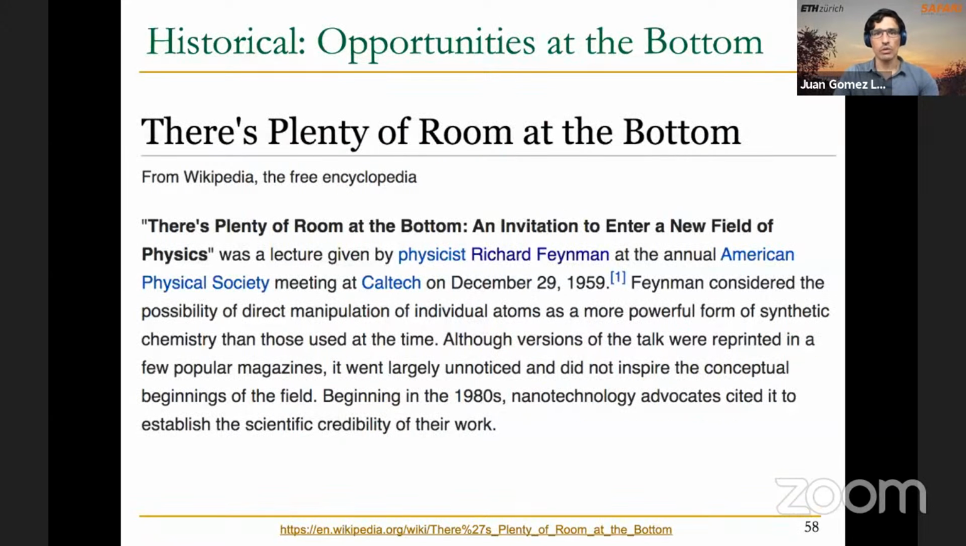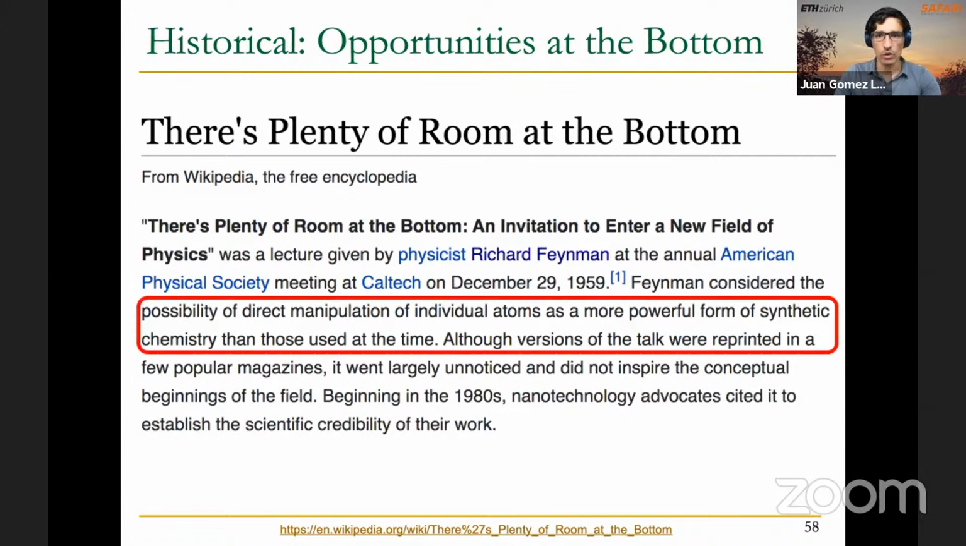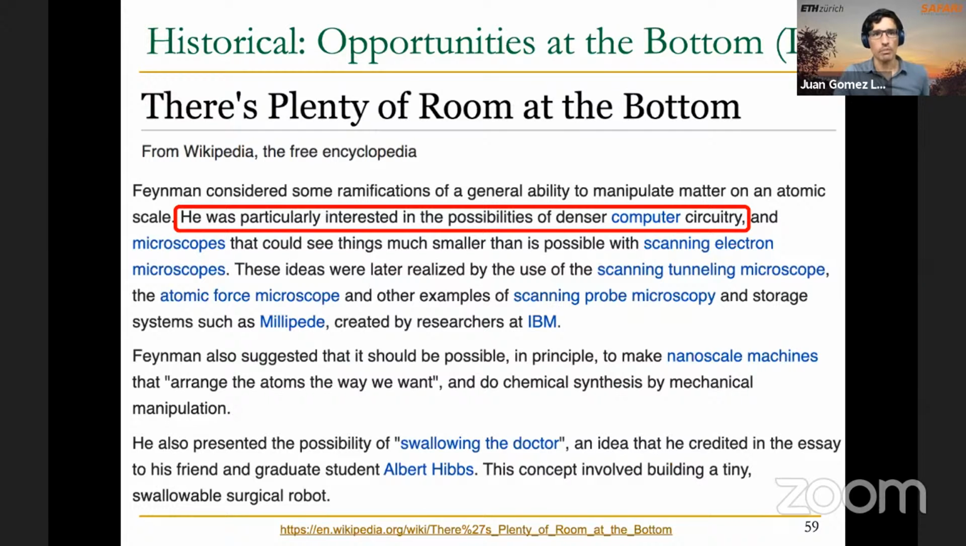And that's something that was also referred to by the physicist Richard Feynman many years ago, in his famous talk, "There's Plenty of Room at the Bottom," where he talked about the possibility of directly manipulating individual atoms to make systems more powerful, right? I'm pretty sure that at the very beginning, there were many people who were skeptical, but at some point, nanotechnology started to become a reality. And actually, this was a very good, important reference for them.